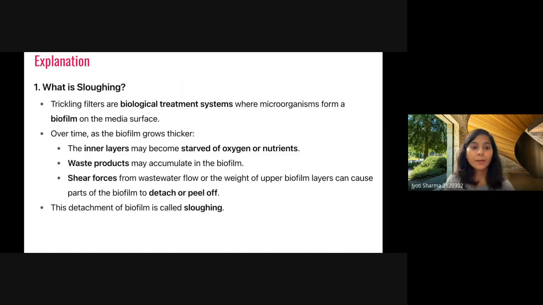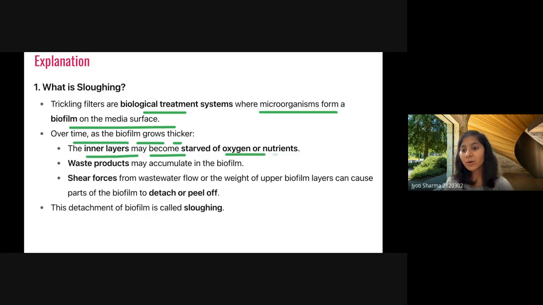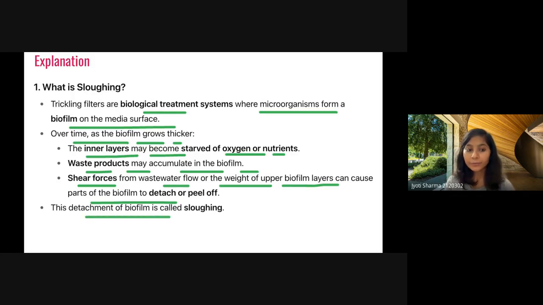So just see here, trickling filters are biological treatment systems where microorganisms form a biofilm on the media surface. Over time, as the biofilm grows thicker, the inner layer may become starved of oxygen or nutrients. Waste products may accumulate in the biofilm. Shear force from wastewater flow or the weight of the upper biofilm layer can cause part of the biofilm to detach or peel off. And this detachment of biofilm is called sloughing.